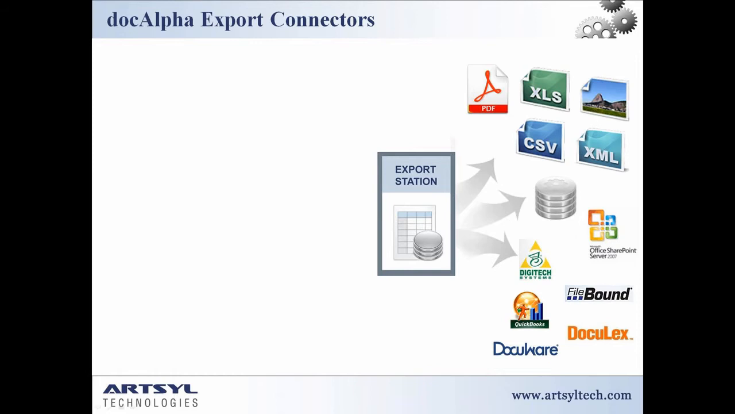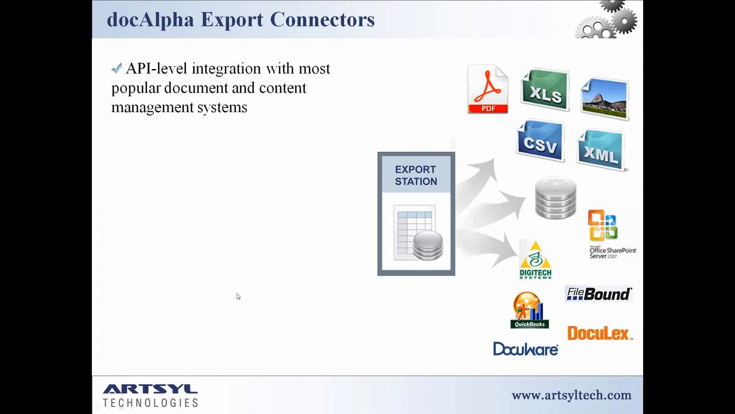On the back end, after processing, there's a bunch of export connectors, and we are using tight API-level integrations with typical popular systems such as QuickBooks for accounting, or SharePoint, DocuWare, DocuLex, FileBound, Digitech for document management systems. There are more also in the list. Auto export means that you can export to them fully automatically, and because it's a tight API connection, it waits for a confirmation from the receiving system that the documents, the data, the metadata were successfully received, and only after that it marks the job as done.